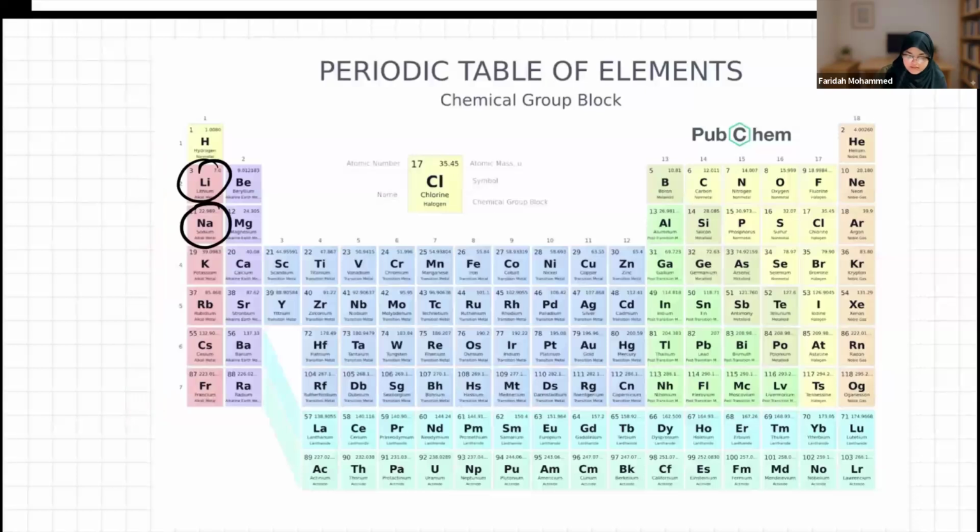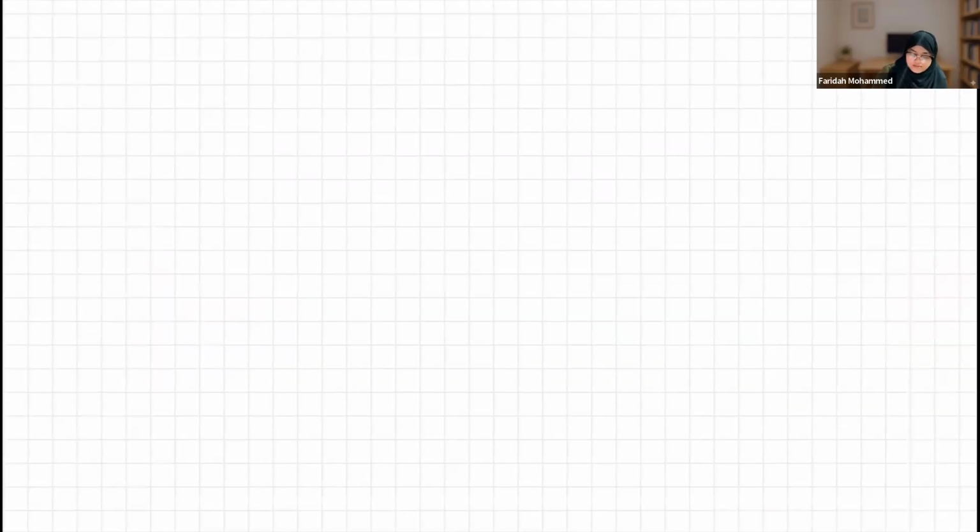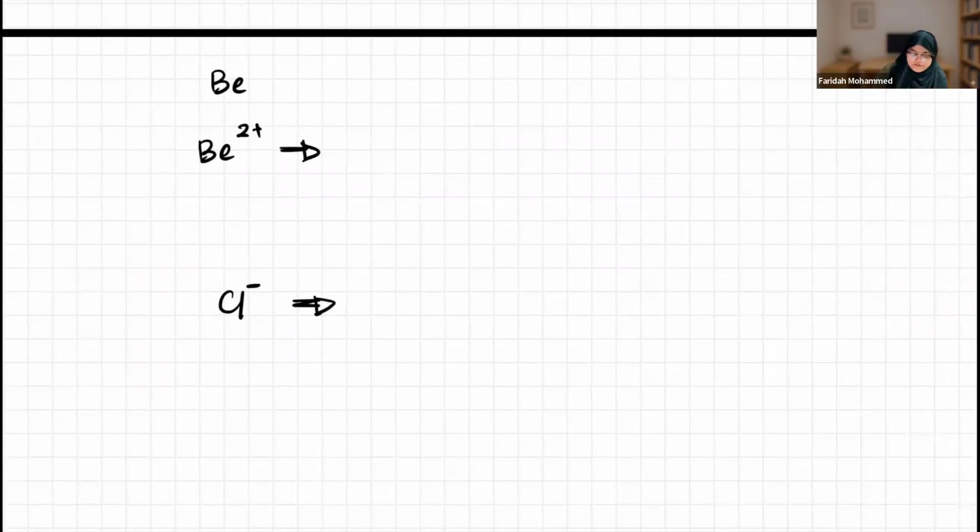So when we look at the beryllium and chloride, right? Beryllium and chloride, both of them are ions. So let's draw the electronic configuration. Go ahead, write it down. Before you write down the electronic configuration of Be2+, write for the Be and write for the Cl. And then you write down the electronic configuration for the Be2+ and Cl-.